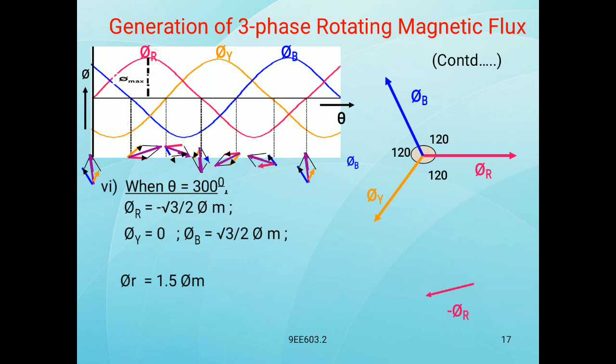So observe this one. When theta is equal to 300 degrees, φr is equal to minus root 3 by 2 φm, φy is equal to 0, φb is equal to root 3 by 2 φm. Now the resultant flux φr is equal to 1.5 φm. So this is the combination of minus φr and plus φb. This is the resultant vector φr.